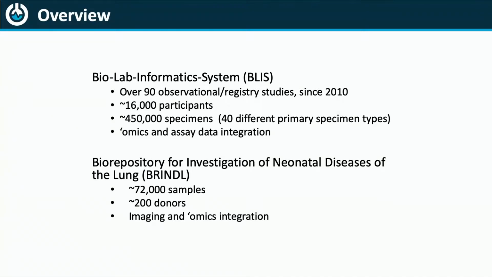I will overview our two main systems. We are on a path to, as other people have said up here, having multiple LabKey instances. But we've been using LabKey since 2010. And our main system, which we call BLISS, the Biolab Informatics System, has over 90 observational or registry studies, 16,000 participants, almost 500,000 samples, and we do integrations for omics and wet bench type assays. I had mentioned our lung biobank, Brindell, and it's going on to a renewal. So with the renewal, we are building out additional functionalities to be able to share these samples with research communities.